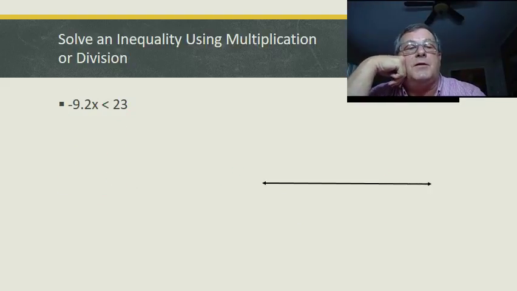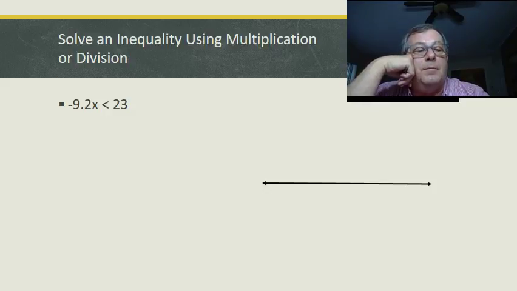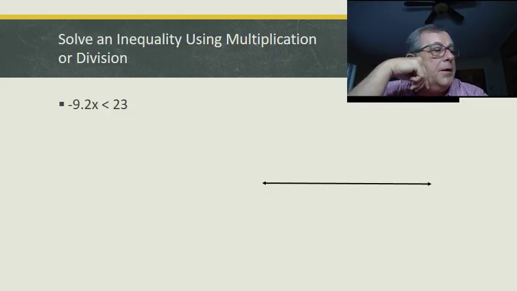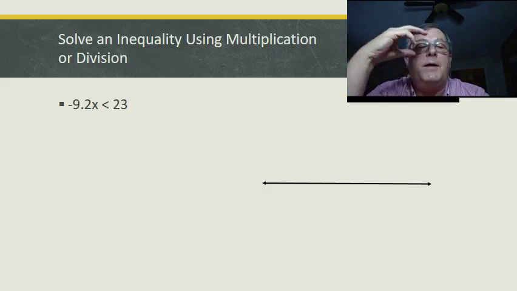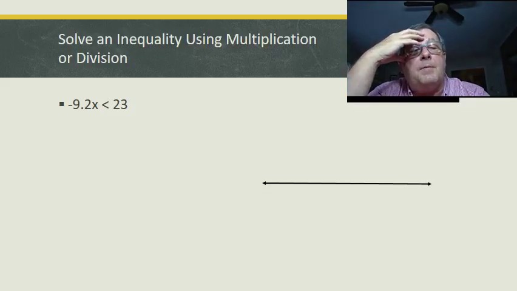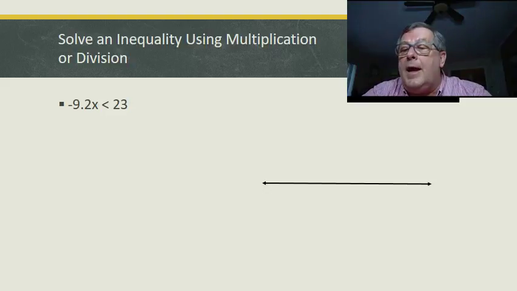All right, well, this example is similar to the last. Again, we're solving a one-step inequality using multiplication or division. I've got negative 9.2x, negative 9 and 2 tenths x, is less than 23. And again, it's similar. To isolate my x, I simply have got to divide both sides of the inequality by negative 9.2.